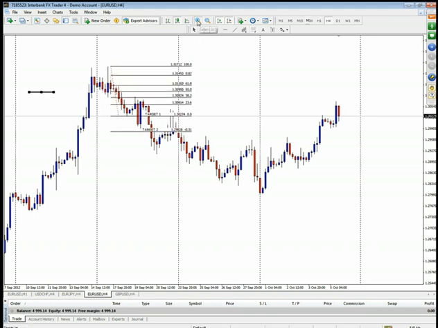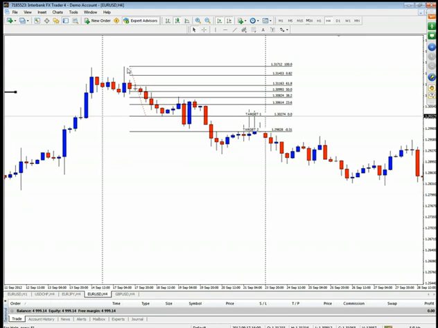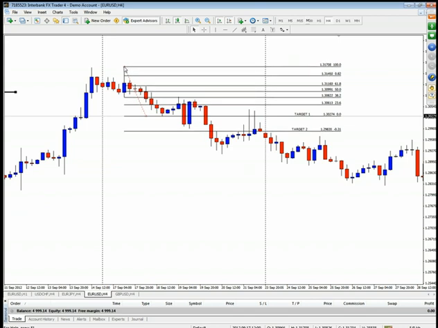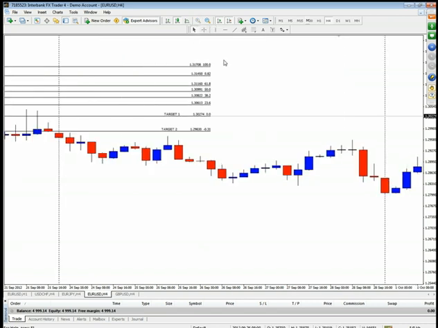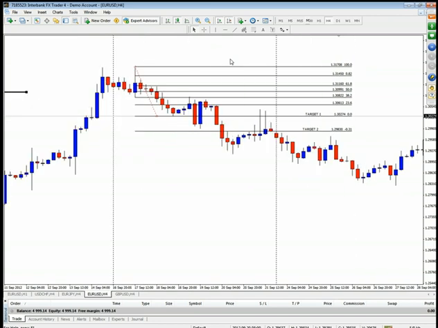Now let me expand the chart here so you can see this. What you're looking for is, once you take it from the top, and once you see a bullish candle, you're going to put it to the low. As you can see right here, let me blow this up even bigger. That's as big as we can put it for now.